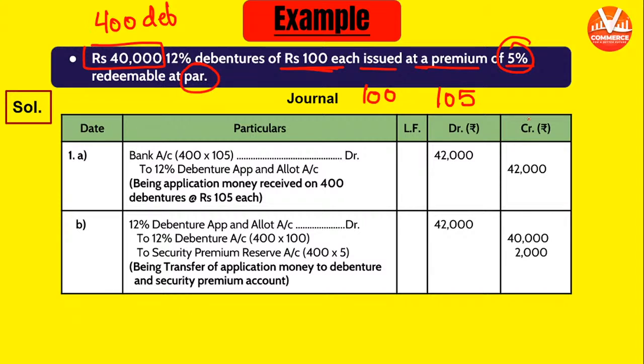And they are redeemable at par. So the redeemable value is 100 rupees. Par pe redeem hua hai, meaning the redemption value is same as the face value. Now first entry, you will receive application money, bank account debit to debenture application and allotment account. We will receive issue price 105, and the issue price will be multiplied with number of debentures. So this is the first entry.